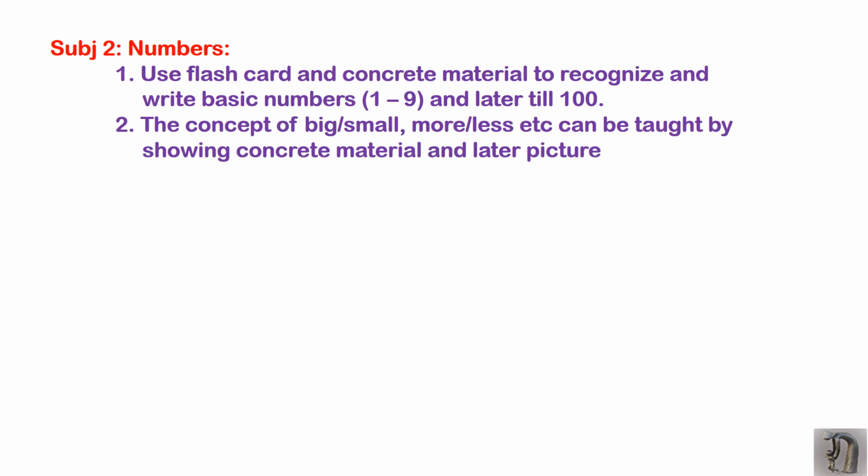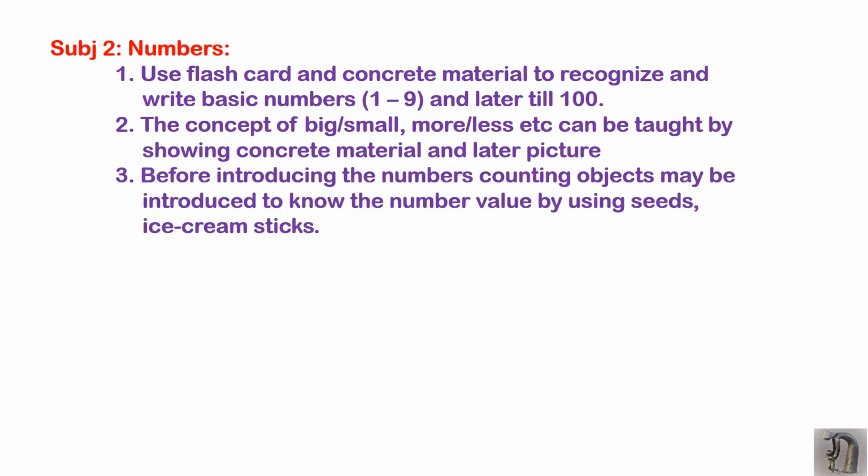The concept like big and small can be taught by using concrete materials, and later you can use pictures and models. You can show the child real objects at home, as well as use them in various ways, but make sure that you use concrete material. Before introducing number counting, the child may be introduced to the number value by using seeds. You can use a seed, you can use ice creams which are available at your home. You can use a bead to count the numbers, which will help the child to learn very easily.